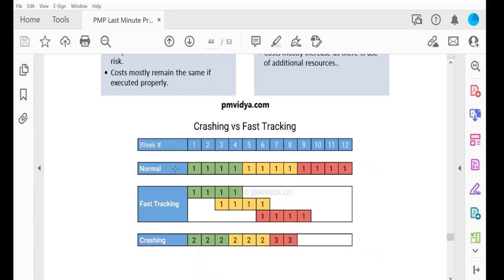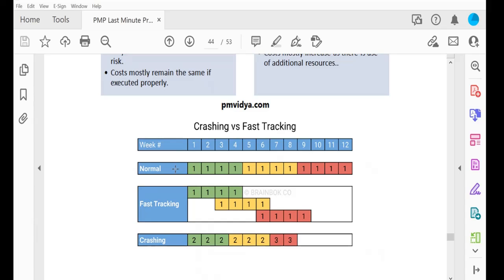What is the term? CPI, cost performance index. And the other is schedule performance index, SPI. This is the most critical thing. I'm saying that you will obviously get a question on that.